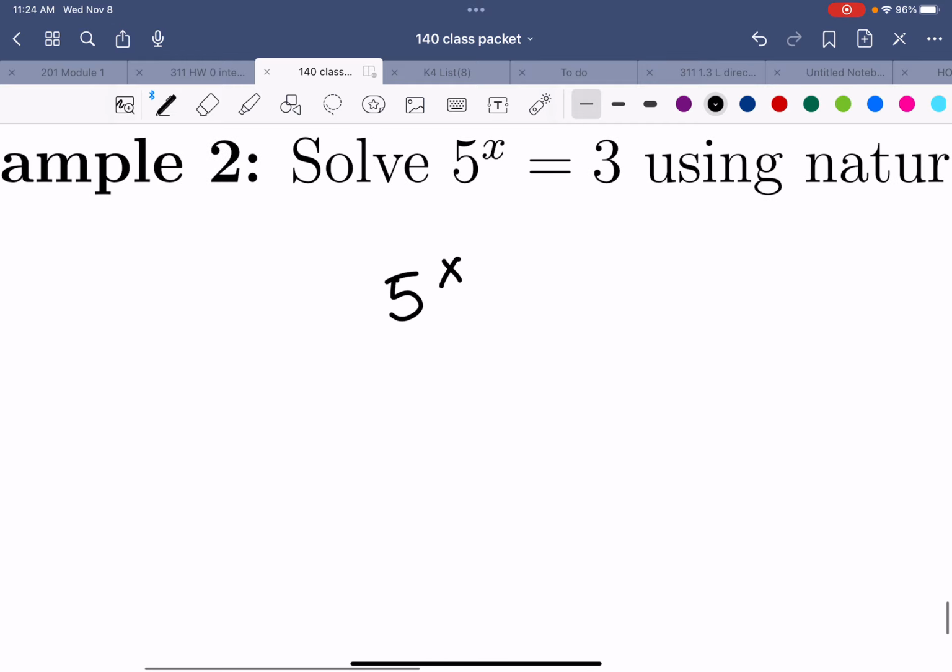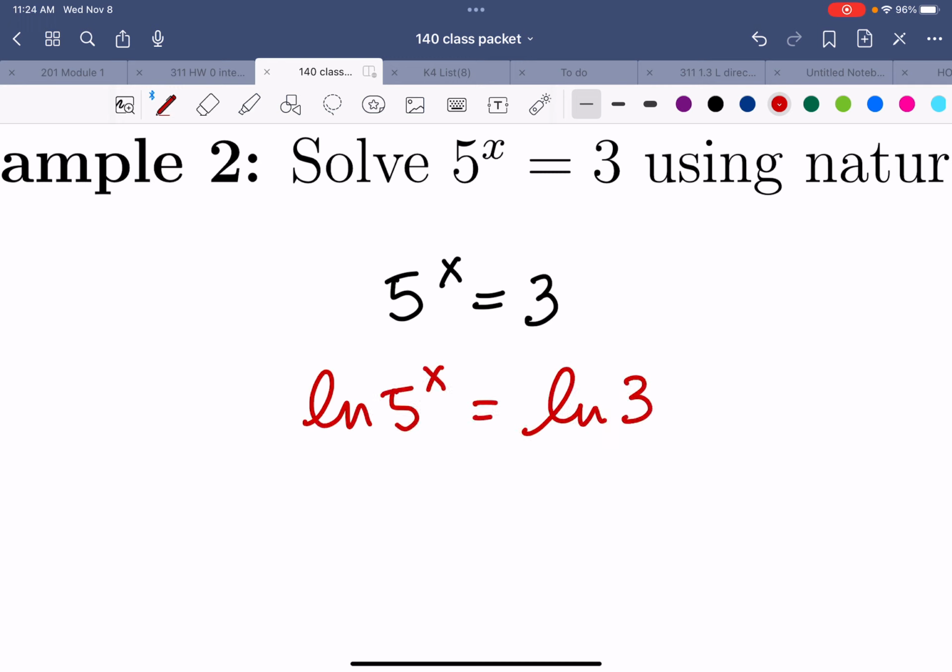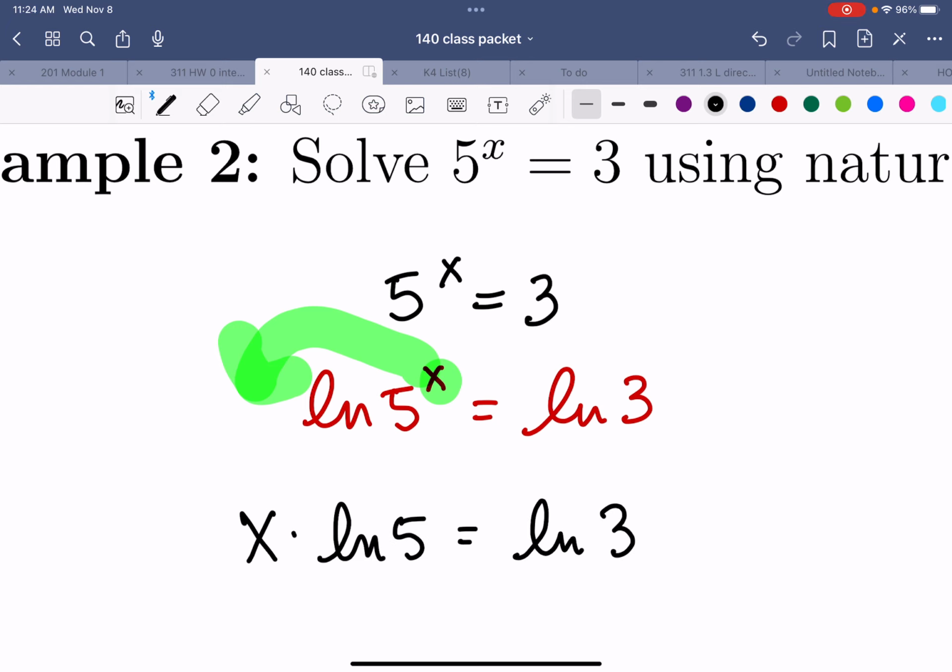So if we start from the same place, 5 to the x equals 3, and instead of taking the log of both sides, we use the natural log. So take the natural log of 5 to the x and the natural log of 3. Then we're going to use the same property because those properties hold regardless of what the base is. So this x can come down in front, and that will mean that we get x times ln of 5 equals ln of 3.